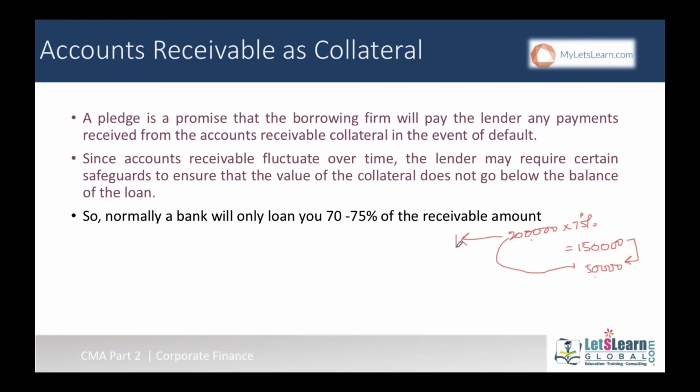When the bank is not able to collect from your customer, the bank will collect back this 150,000 from you and hand over any document which you gave to the bank. So it is purely subject to the risk of default of your customer. If your customer pays the full amount, the remaining amount will be credited to your account.